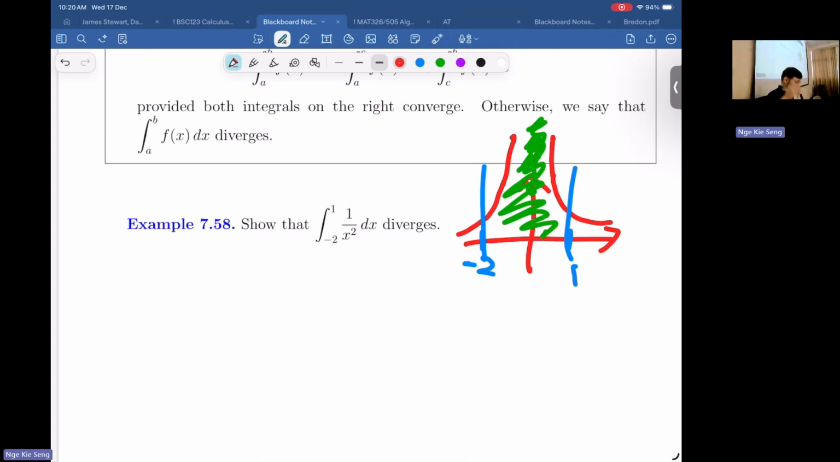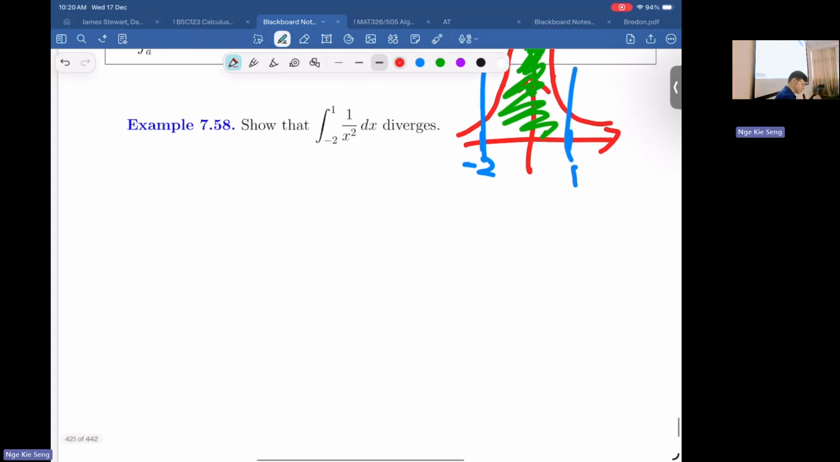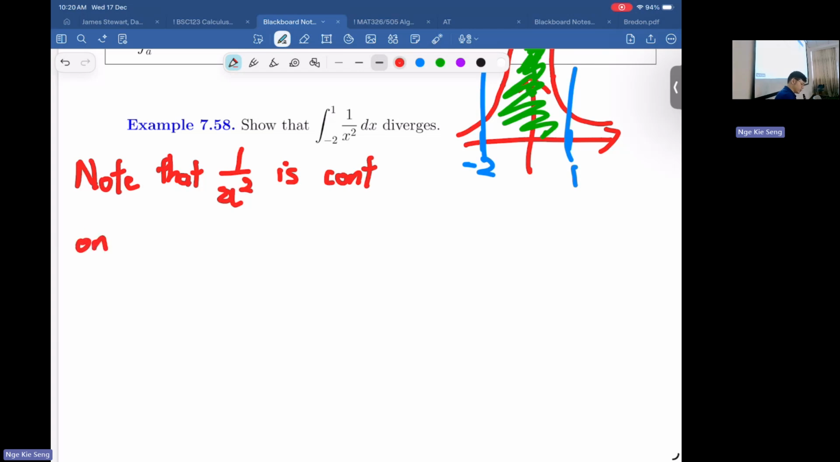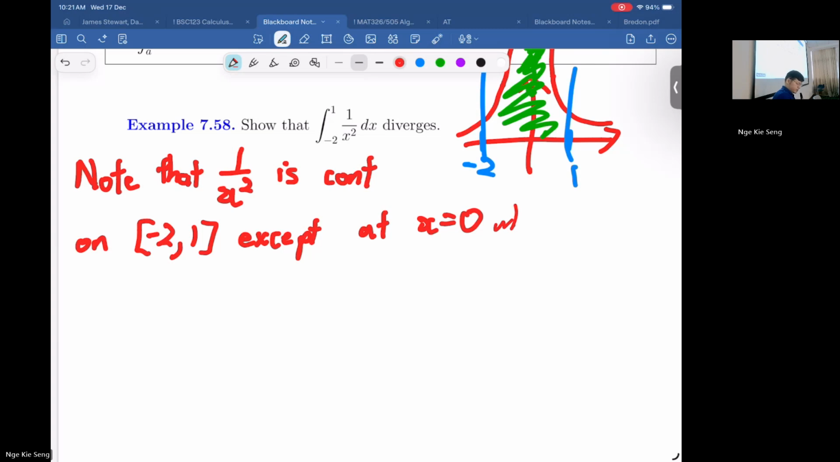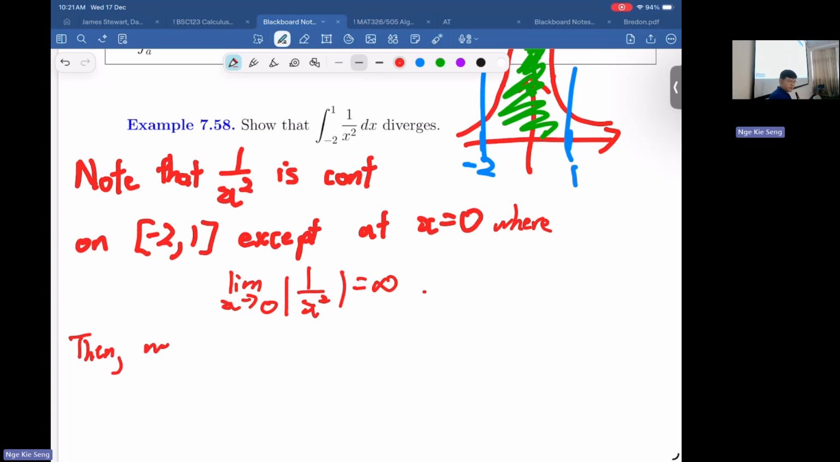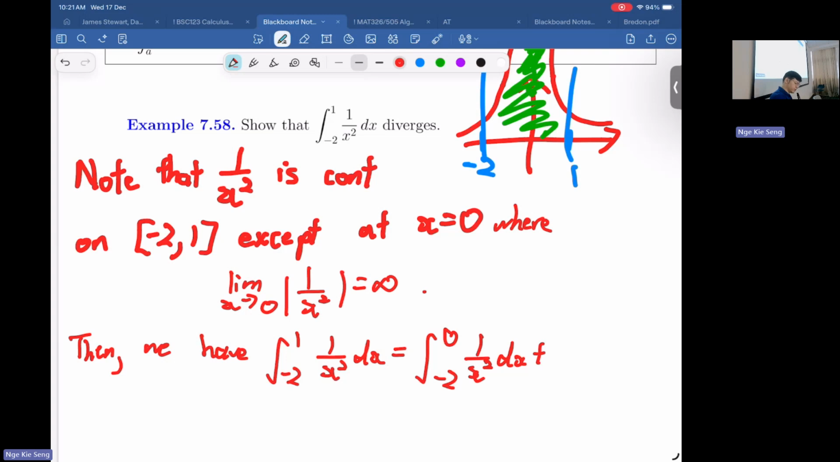So how are we going to check this definition here? First note that 1 over x squared is continuous on minus 1 to 2, except at x equals 0, where the limit as x goes to 0 of 1 over x squared is infinity. Except one point here. So then we can split this integral at this point, from minus 1 to 0, and then from 0 to 2.